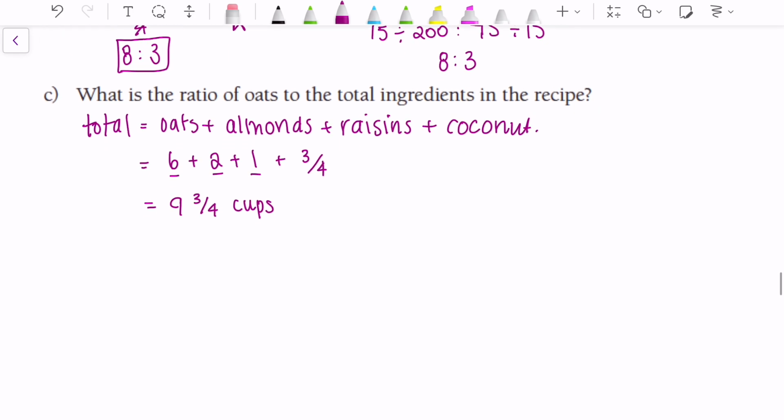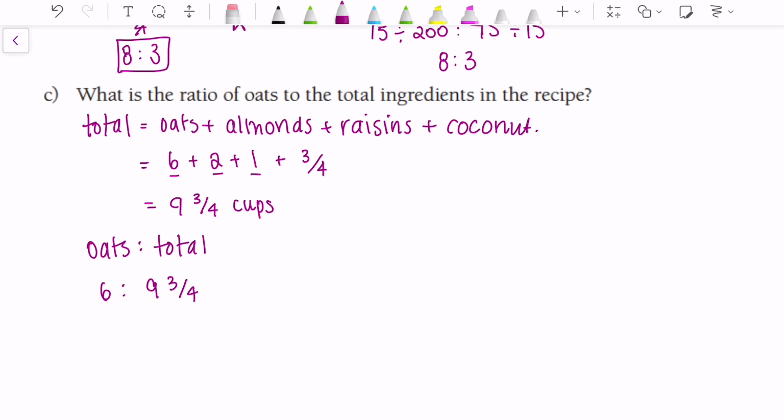All right, so the oats to total now is what we want. Okay, so oats to total. Oats are 6. Total is 9 and 3/4.